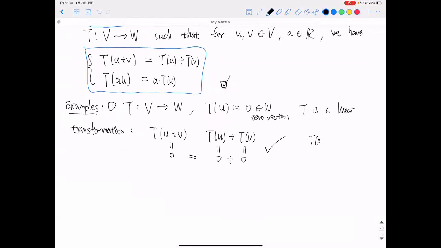Now, for the second requirement, we have to look at T of AU and A times TU. T of AU is again, by definition of T, 0. A times TU is A times 0. And we know that any number times the zero vector is the zero vector. So this requirement also holds. Therefore, we have indeed a linear transformation.